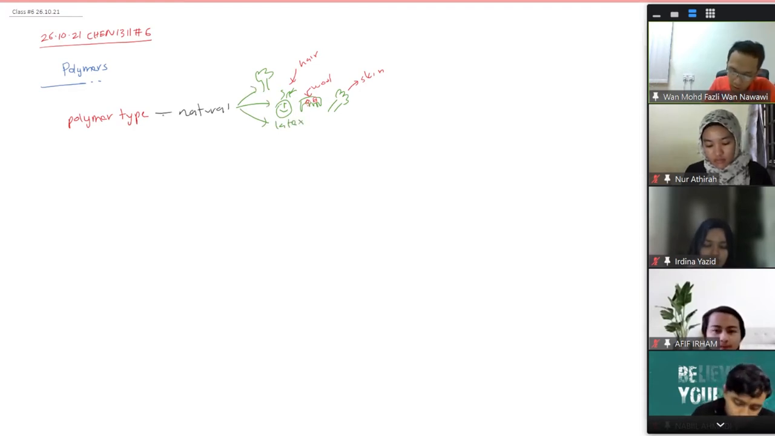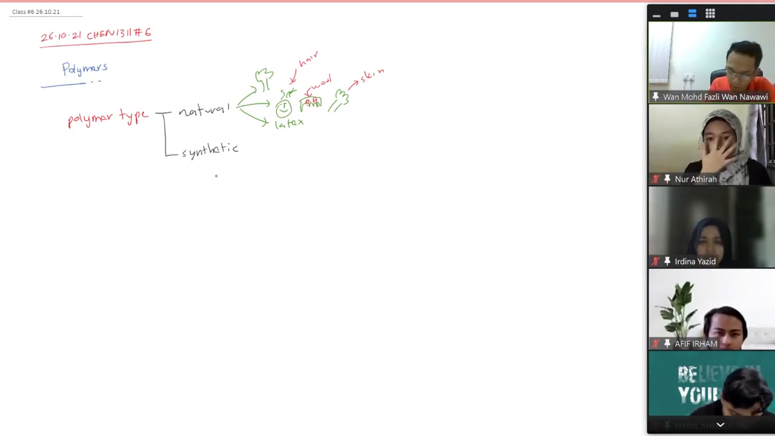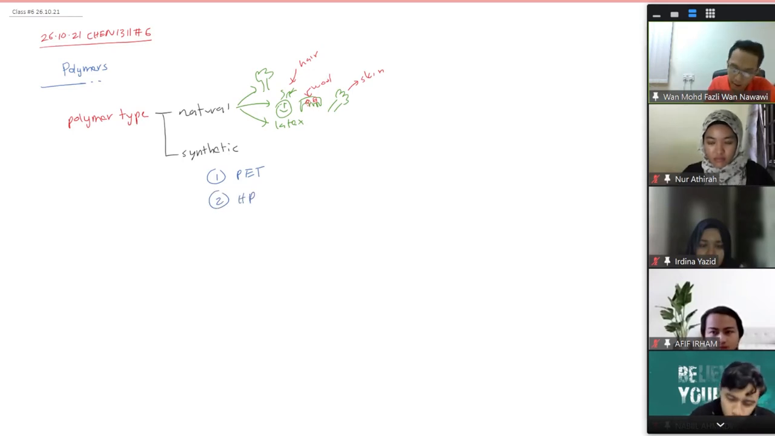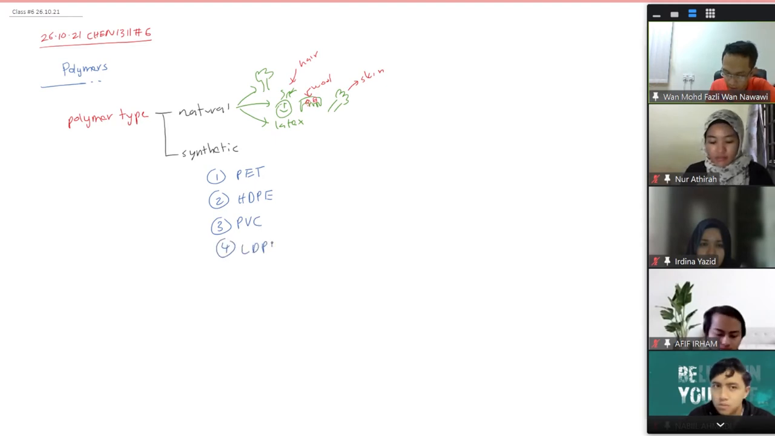And also the synthetic ones. For the time being, we have learned four things. One is PET, polyethylene terephthalate. Second is HDPE, high density polyethylene. Then we learned about the PVC, and we also learned about the LDPE. So you need to know a little bit about the difference between LD and HD, low density and high density, which we already discussed before.